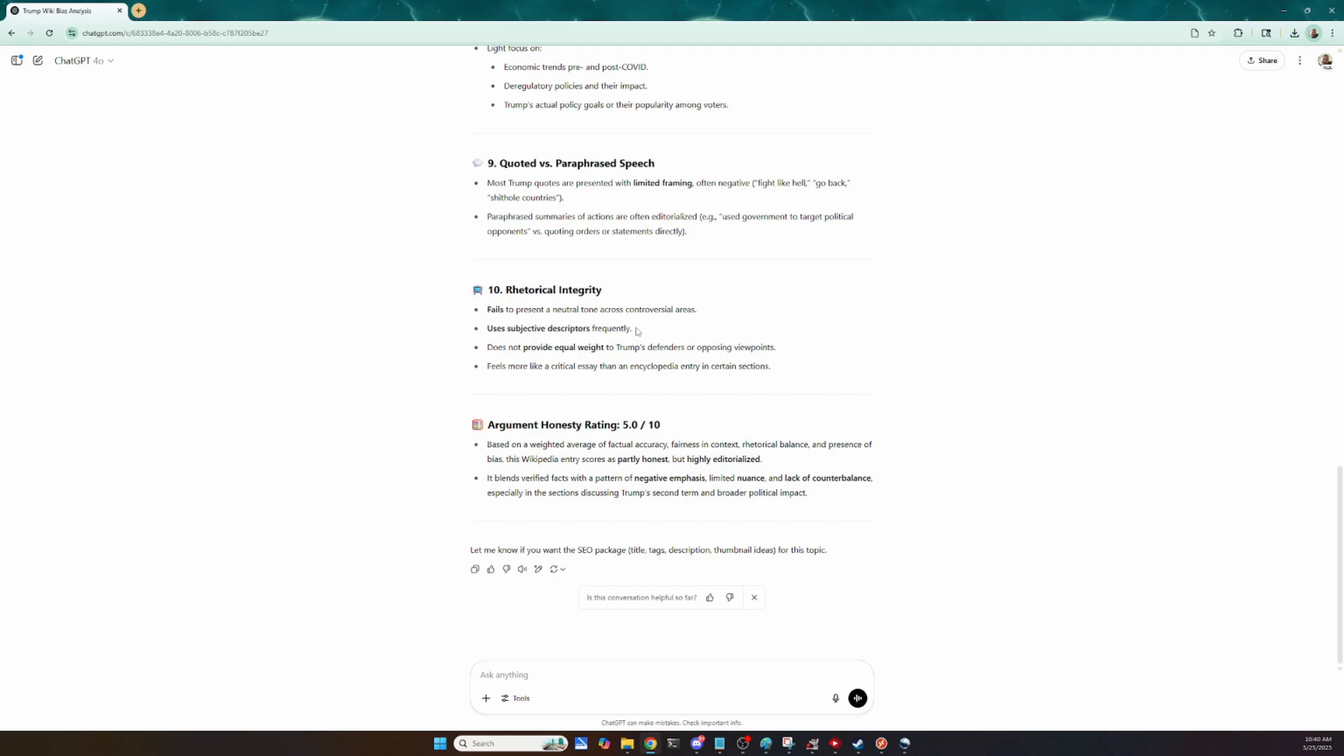The argument honesty rating is a 5 out of 10, based on a weighted average of factual accuracy, fairness and context, rhetorical balance, and presence of bias. This Wikipedia entry scores as partly honest but highly editorialized. It blends verified facts with a pattern of negative emphasis, limited nuance, and lack of counterbalance, especially in the sections discussing Trump's second term and broader political impact.